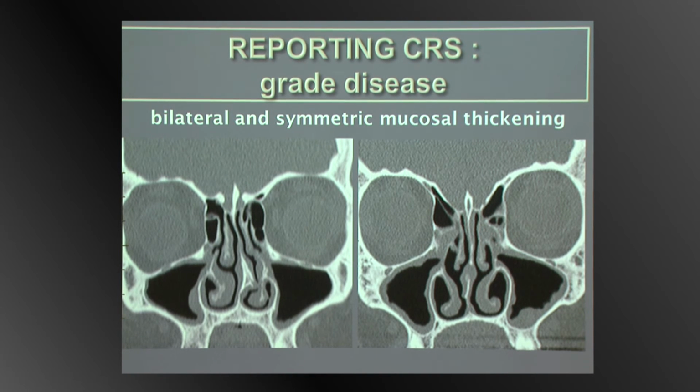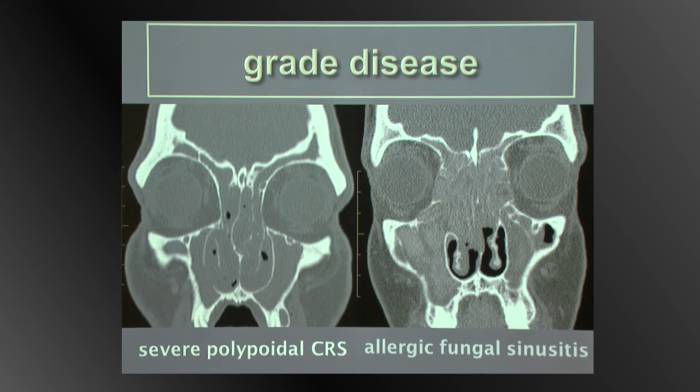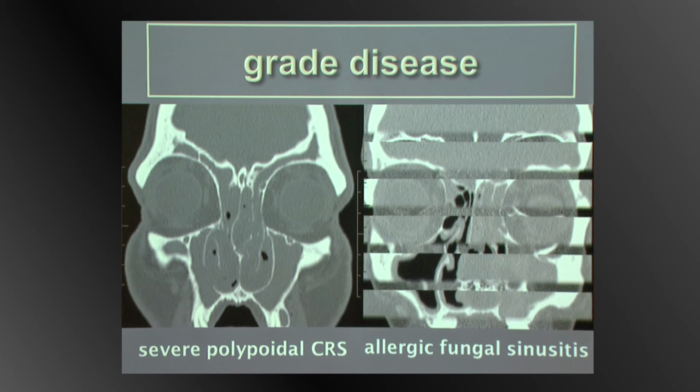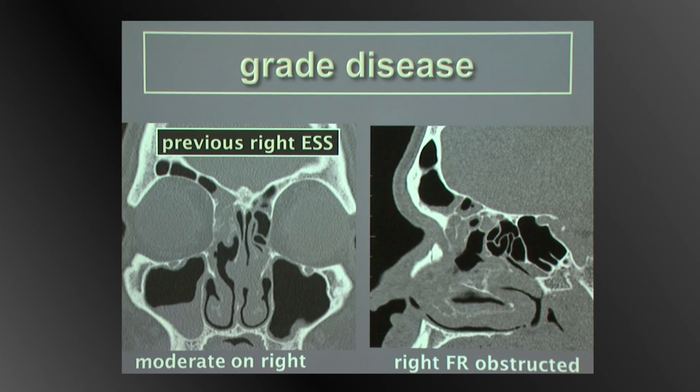Look at the symmetry. This is bilateral symmetric mucosal thickening: mild, mild to moderate, severe, polypoidal, severe polypoidal, with hyperdensity, it's allergic fungal sinusitis. Unilateral allergic fungal sinusitis, you can see the hyperdensity even though you're not on soft tissue windows. And then previous surgery.